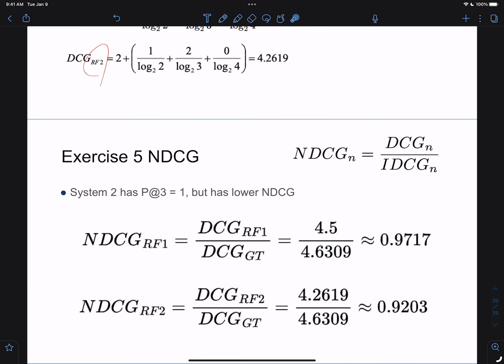And essentially, the normalized discounted gain, as I mentioned before, is just the discounted cumulative gain of n over the ideal discounted cumulative gain. So system 2 has precision at 3 of 1, but has a lower normalized discounted gain. So here, as you can see, we have the value for the ground truth, DCG at ground truth is 4.6, and we divide DCG at RF1 and RF2 by it, and you can see that RF1 has a higher value. Yeah, that's pretty much it.